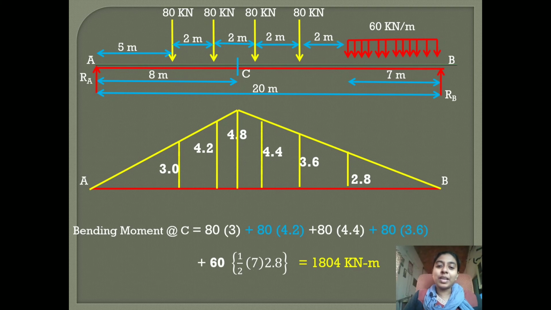After finding the maximum ordinate 4.8, find the other ordinates under the loads using similar triangle principles. Now multiply the magnitude of the loads by the ordinates if it is a concentrated load, and for UDL multiply the magnitude by the area under the load, so that you will get the bending moment at the section C. That will be equal to 1804 kilonewton meter.